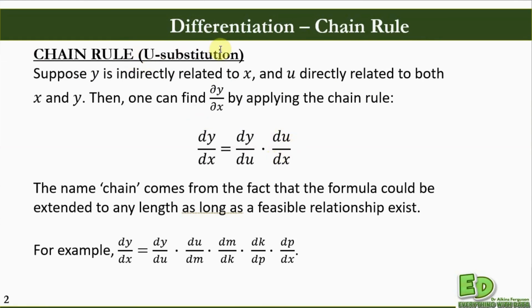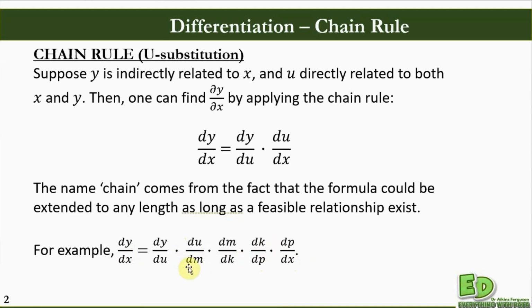It is u substitution here because one of the functions in the term given to you will be represented with u. That is why it is called u substitution. The name chain comes from the fact that the formula could be extended to any length as long as a feasible relationship exists. For example, dy over dx is equal to dy over du multiplied by du over dm, multiplied by dm over dk, by dk over dp, and then by dp over dx.